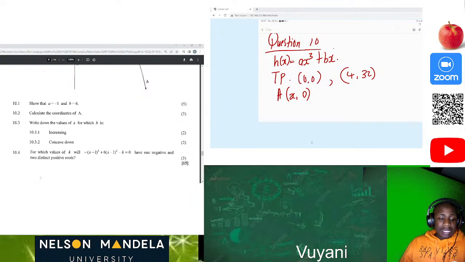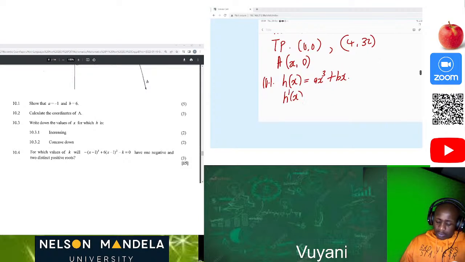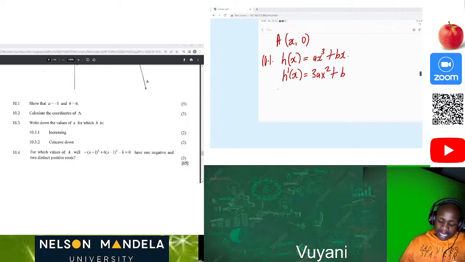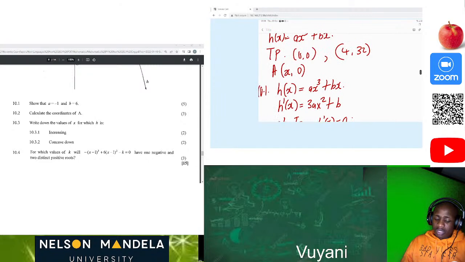When we were reading what we were given initially, we realized we are given turning points. So what do we know about the turning points of a calculus function? We must first find the first derivative of the original function. We find h prime of x, which will be equal to 3a x squared plus 2bx. What do we know about this? At a turning point, h prime of x will always be equal to 0. So now we are equating it to 0. We were given two coordinates of our turning points.